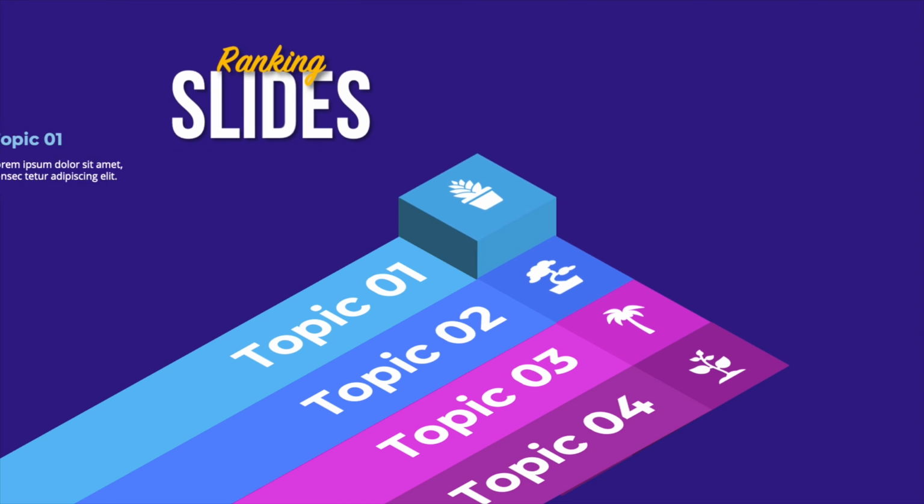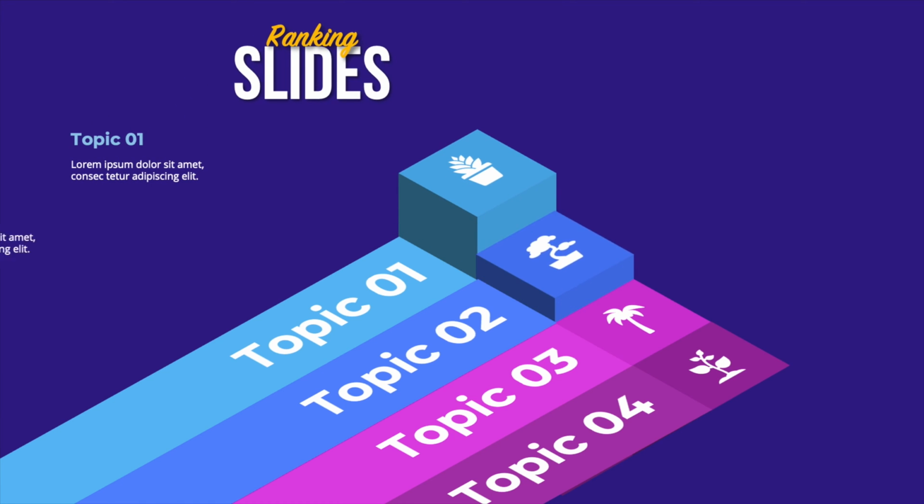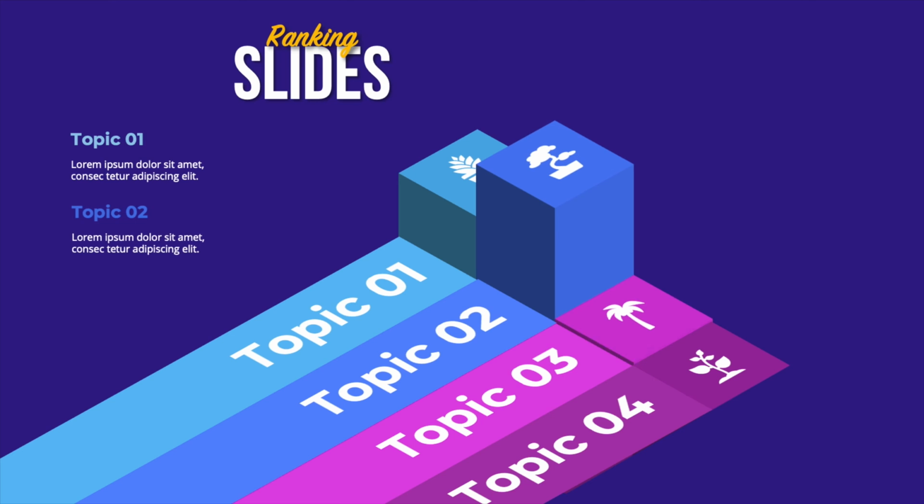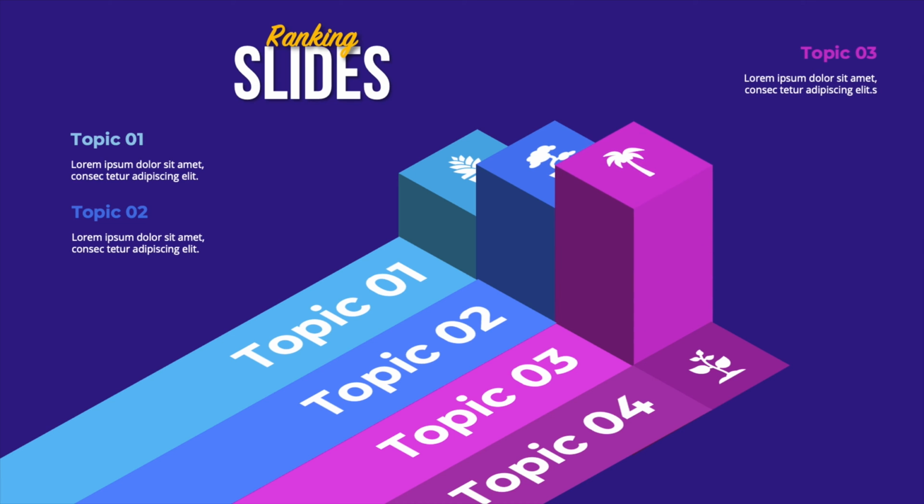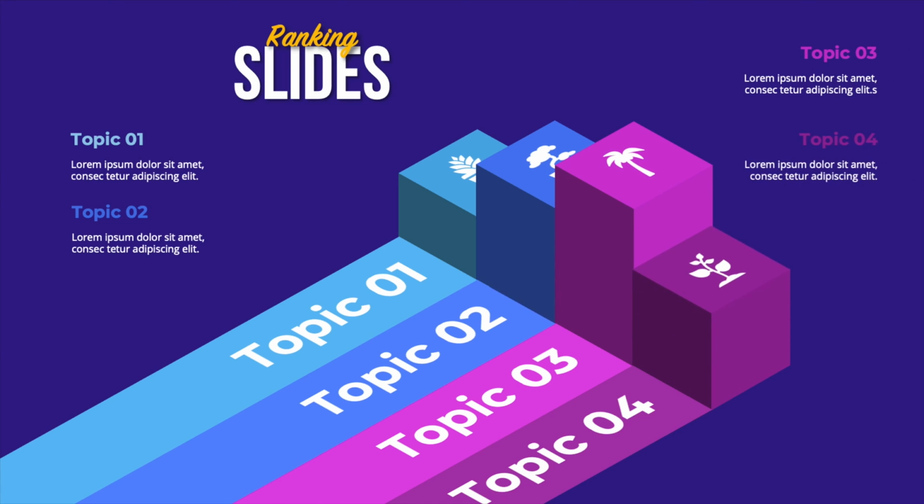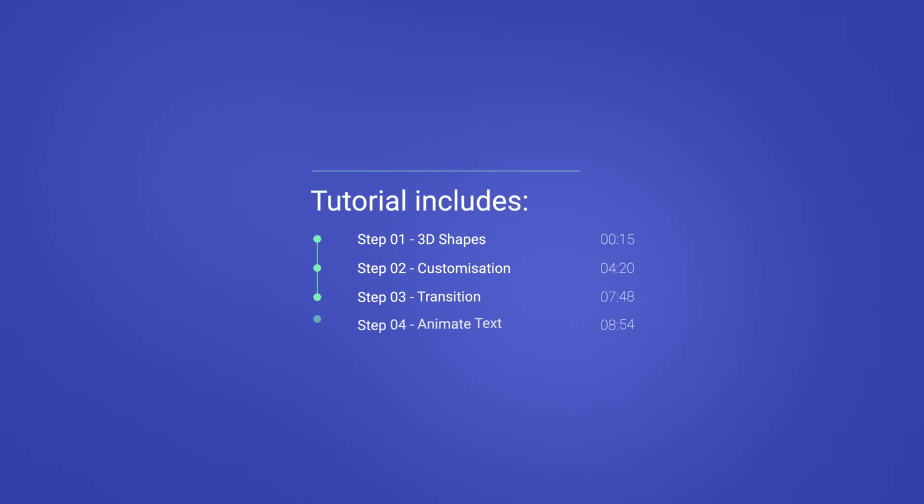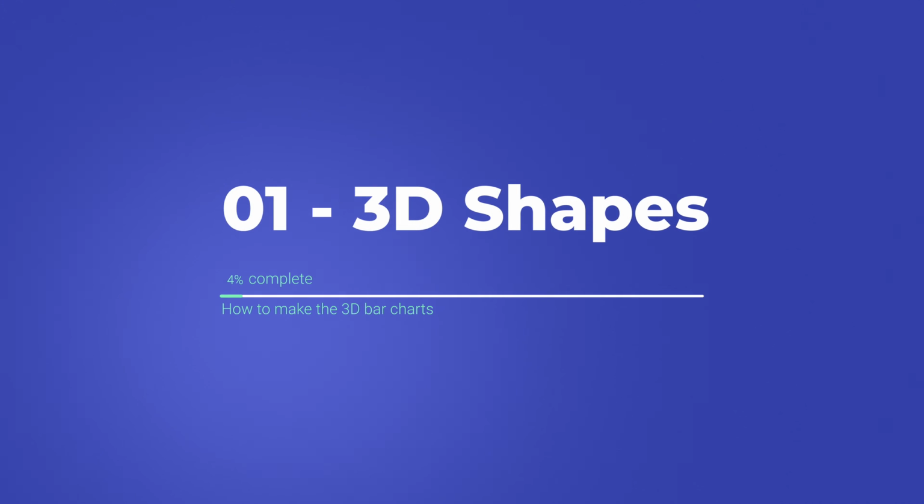In today's tutorial, we're learning how to make these 3D animated bar charts all the way from scratch in PowerPoint, including all of the animations that you can see on the screen. The tutorial has been split up into four steps: making the 3D shapes, customizing transitions, and animating the text. Let's start with the first one, which is 3D shapes and how we can make the animated bar charts.